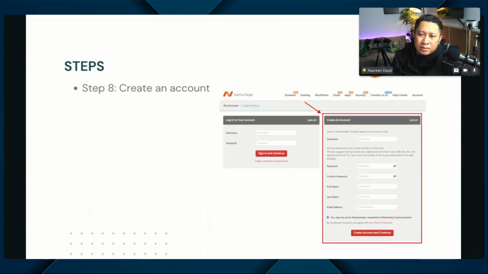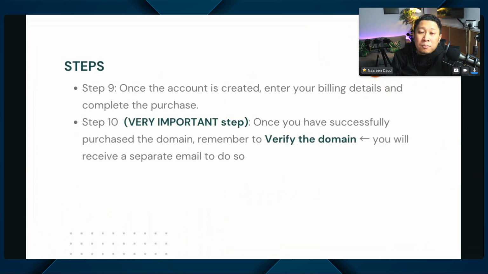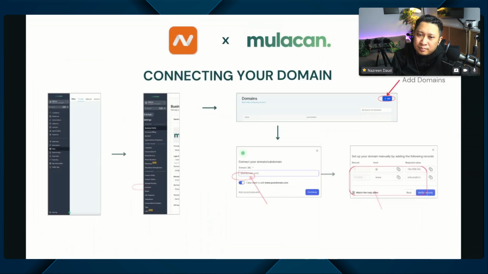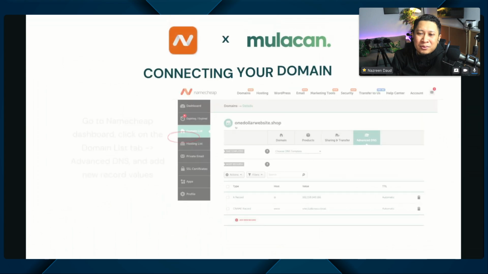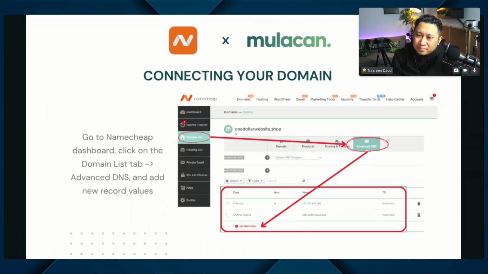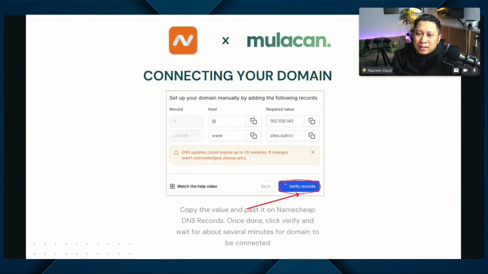You can slowly go through all these to complete your domain purchase. So yeah, it's quite simple. You just connect your domain to your Mulacan, making sure your A records and your CNAME records are all updated. I can show you in real life when there are people on it. It will be easier for me to execute. Yep, everything is pointed. It's very easy to go through step by step.